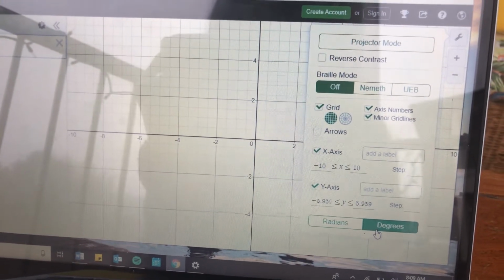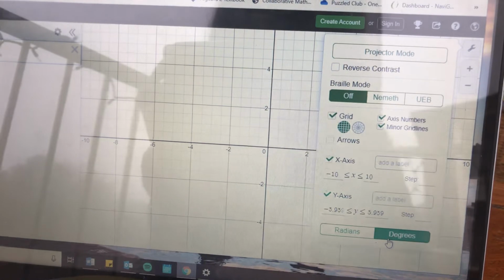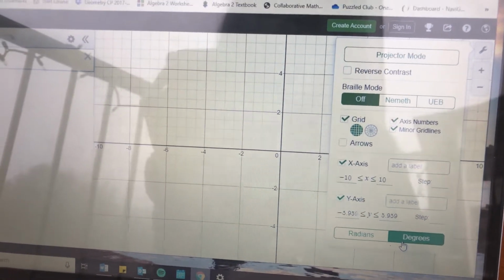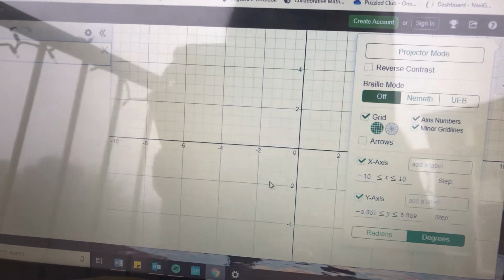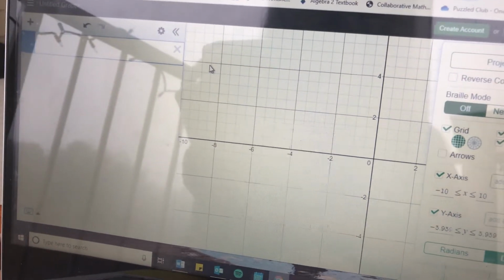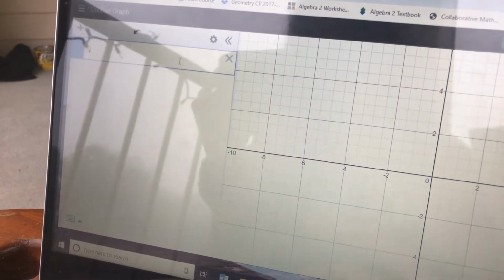Don't really worry too much about the difference right now. If you go into pre-cal, you learn about that more, but just for our class, for our purposes, just remember always put it in degree mode before you start. Otherwise, it's going to mess up all of your answers.